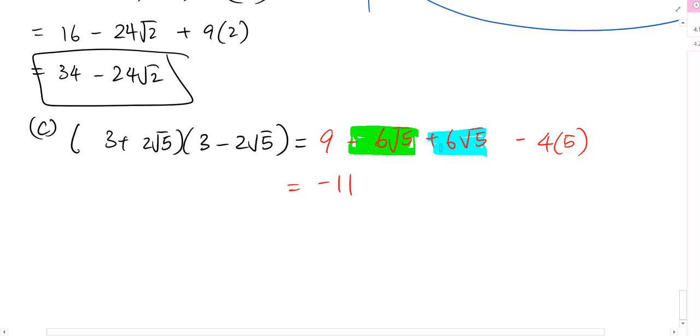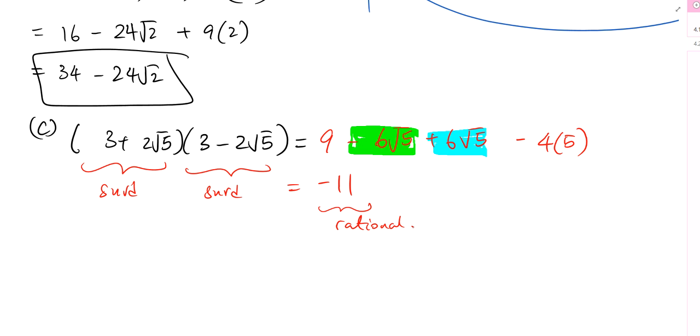Okay? Why did I highlight these two, the green and the blue one? What happened to them? Yeah. So surd times surd gives me a rational number. Okay? So it's not always that surd times surd gives you a surd. Sometimes it gives rational numbers also. And these two obviously cancel each other out. So what's so special about this question that causes this to happen?